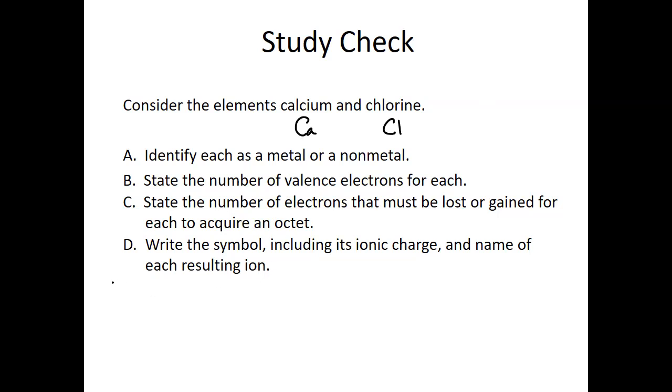So for calcium, would we describe calcium as a metal or a nonmetal? Which part of the table is it on? It's on the metal side. Left side of the table, all metals. So calcium is a metal. How many valence electrons? Where is it? It's in group 2, so it has 2 valence electrons.